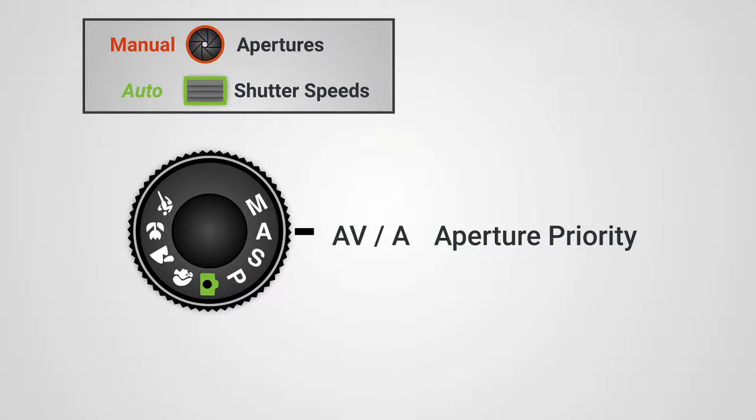AV is what Canon puts it, aperture value, and A is what Nikon and Sony and other cameras put. So, what's the use of aperture? Let's see here.